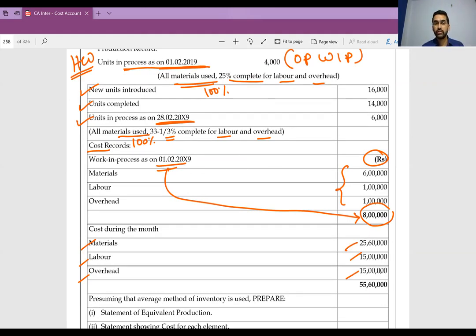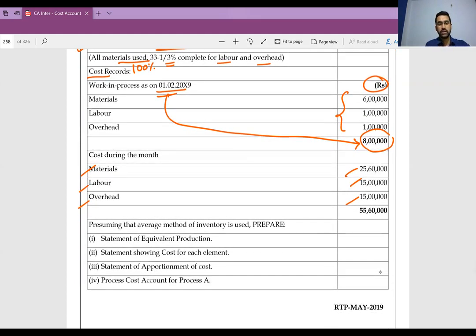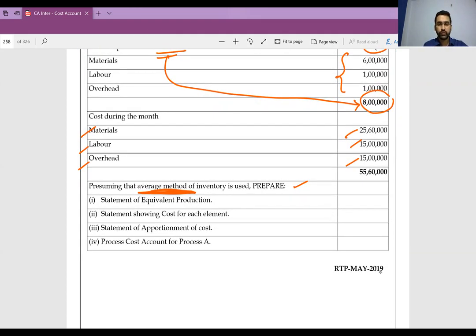That is already here, new units introduced. Presuming that, look at this: the average method is followed. They have clearly mentioned to prepare a statement of equivalent units. Step 1: statement showing cost per unit for each element. Step 2: statement of apportionment of cost, nothing but valuation. Step 3: and then prepare the process account.